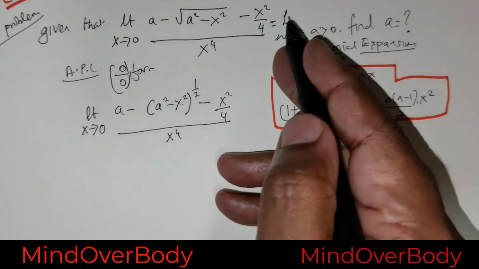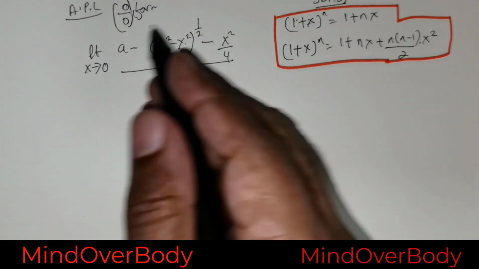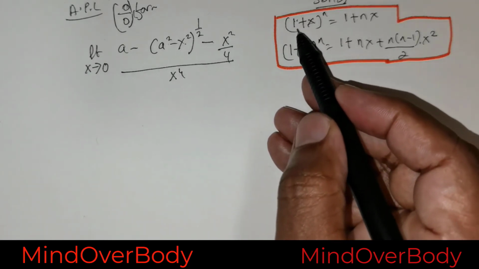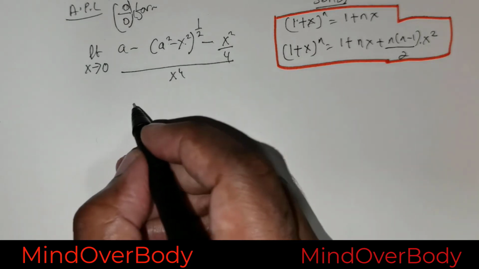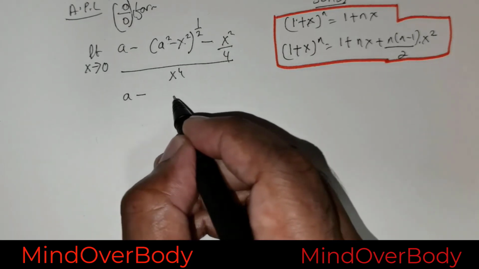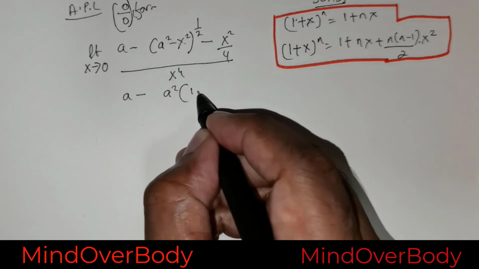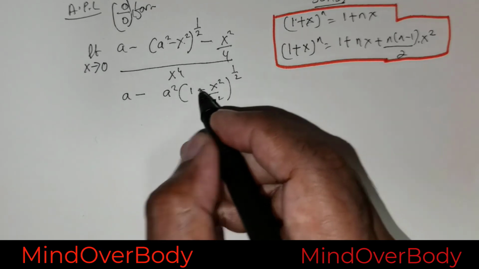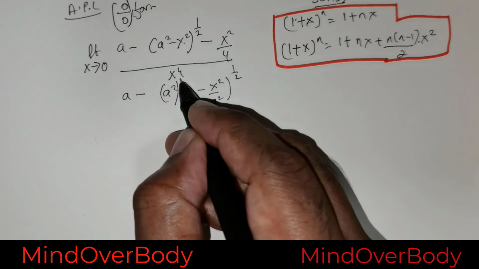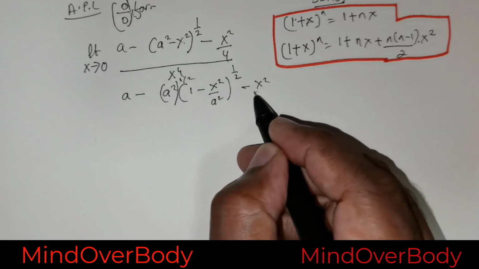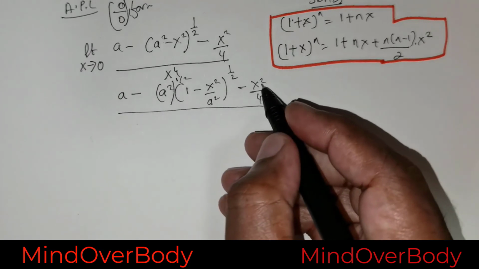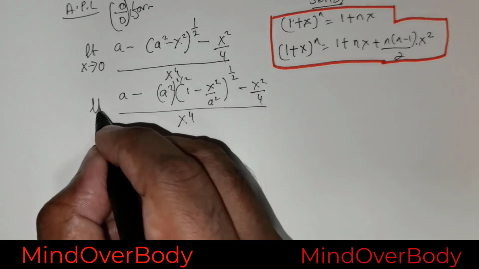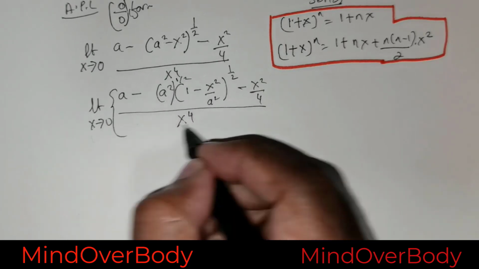I'm not going to be much bothered about the limit that is given. First, let me simplify the terms that are present here. As you can clearly see, the binomial expansion starts with the term 1. So I need to get the term 1 there. If I were to take a^2 out, this is going to be (1 - x^2/a^2) raised to the power of 1/2. This also has to be raised to the power of 1/2, followed by minus x^4/4, minus x^2/4. The entire term is divided by x^4, and we have the limit as x tends to 0. So this is what we have got.